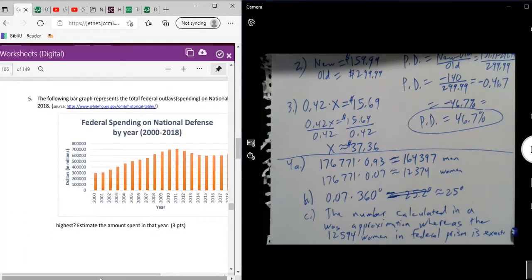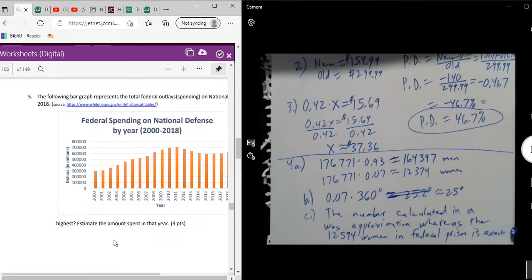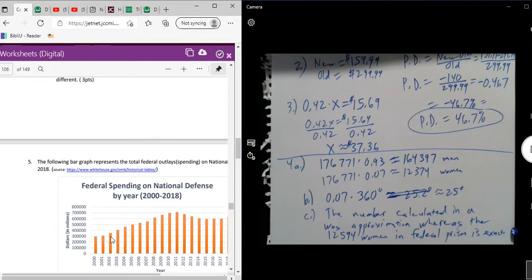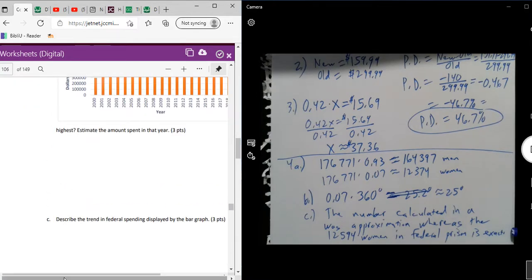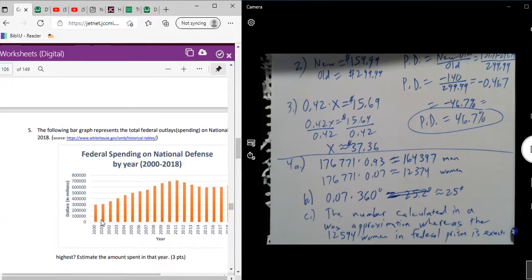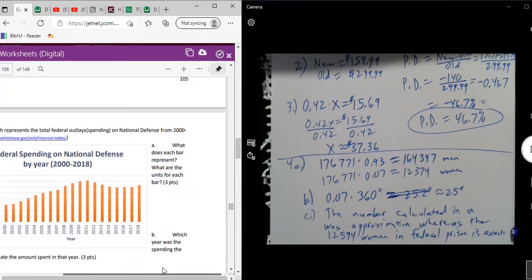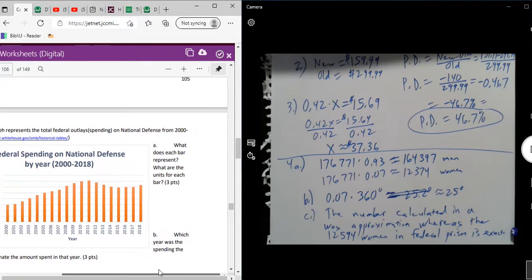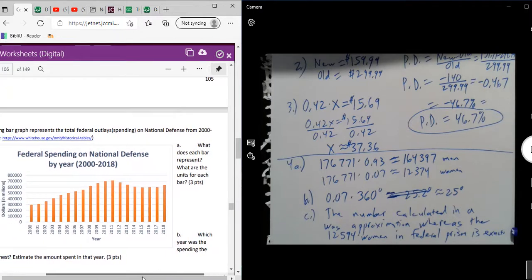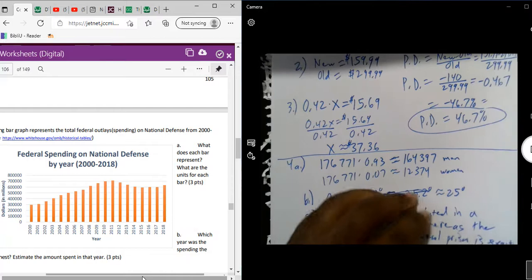Okay, now we come here to problem number 5. And I think 5, that's interesting. Oh, okay, this is off slightly. Okay, 5, it says, the following bar graph represents the total federal outlays on national spending from 2000 to 2018. What does each bar represent? What are the units for each bar?